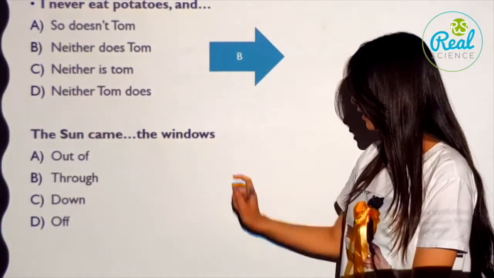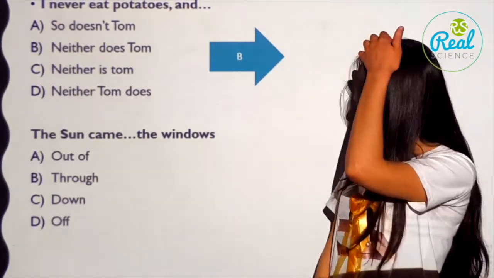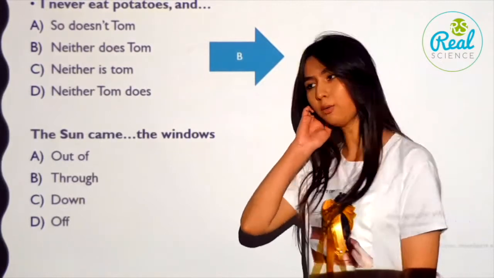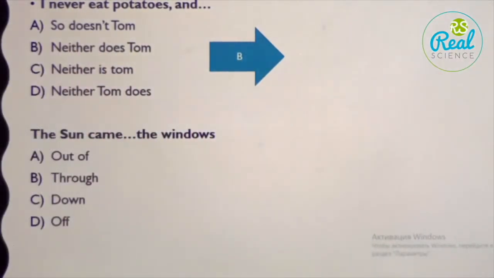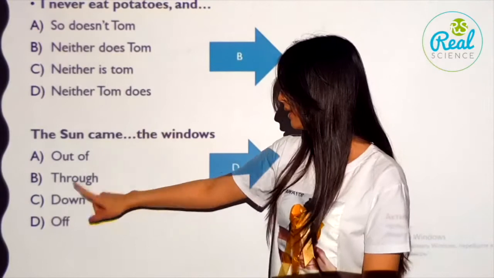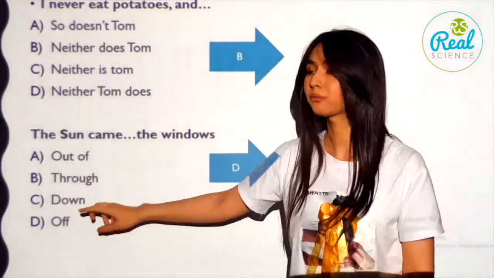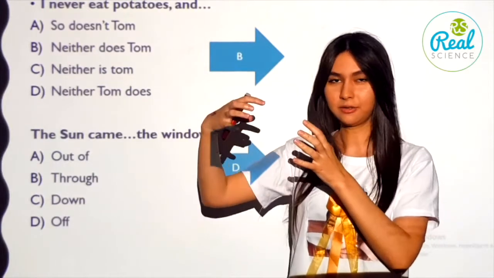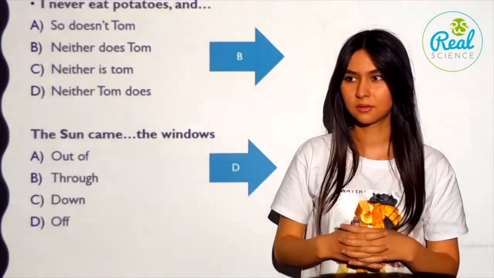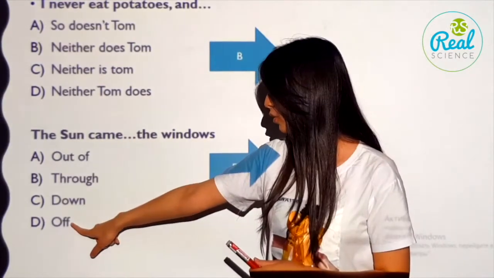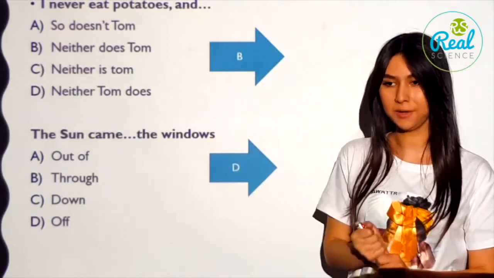So next one. The sun came the window. Which answer? Through. Okay, we will check. I'm not sure about this one, wait, let's see. So it's D. You're a bit incorrect, guys. The sun came off the window. So here the best appropriate option is came off. With this expression, when the sun comes off the window, то есть солнце что делает? Зашло. Да, через окна. So here the best appropriate option is D, off. Came off the window. Just remember it, okay?